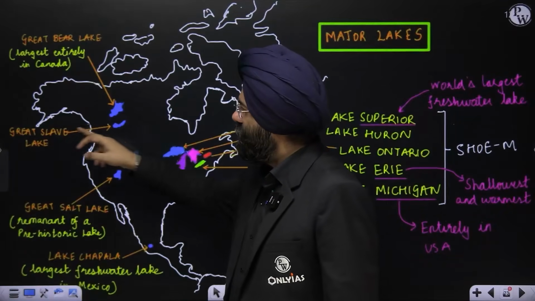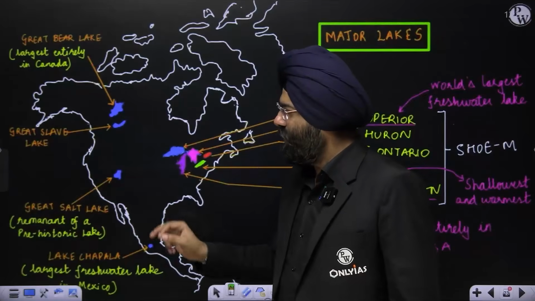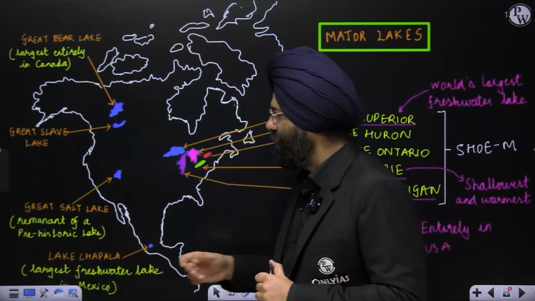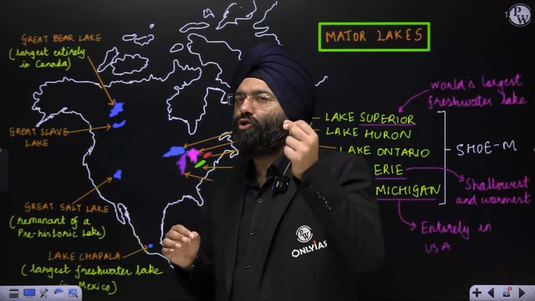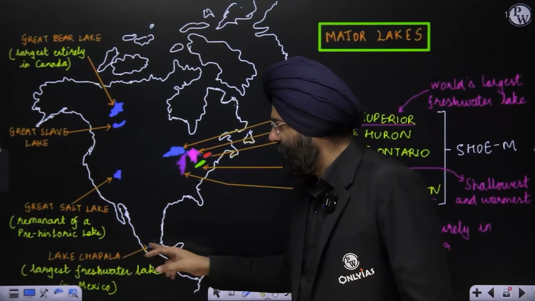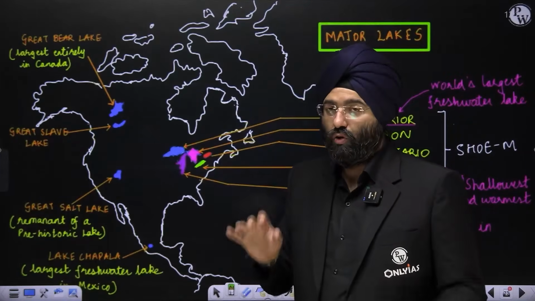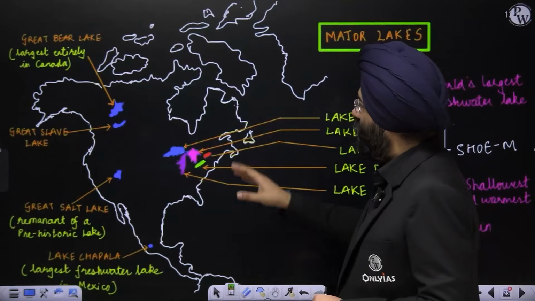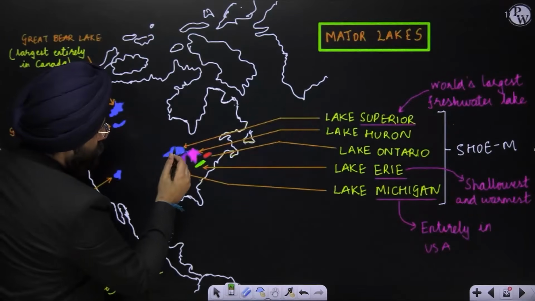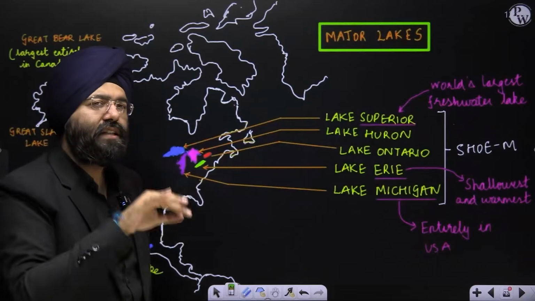If you move further south, there is the Great Slave Lake. Further south, Great Salt Lake. Now, this is a remnant of a very old lake. That is why the salt content is relatively high over here. That is why it is known as a remnant of a prehistoric lake. Further over here, you have Lake Chapala. Now, this Lake Chapala in Mexico is the largest freshwater lake in Mexico. You should be aware of this. Now, the Great Lakes. Please understand, this blue color lake is known as Lake Superior. Now, this is the world's largest freshwater lake.